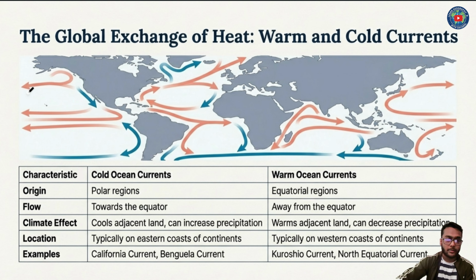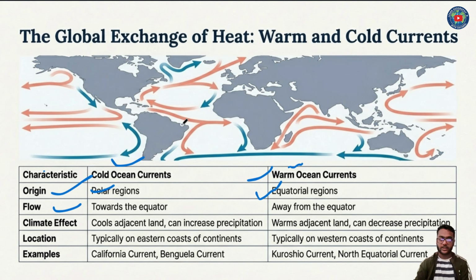Now, the global exchange of heat: warm and cold currents. Cold ocean currents, warm ocean currents. In terms of origin, cold ocean currents form in polar regions. Warm ocean currents form in equatorial regions. Okay, on the basis of flow, cold ocean currents flow towards the equator, warm ocean currents away from the equator. On the basis of climate effect, cold ocean currents cool adjacent land and can increase precipitation. Warm ocean currents warm adjacent land and can decrease precipitation.